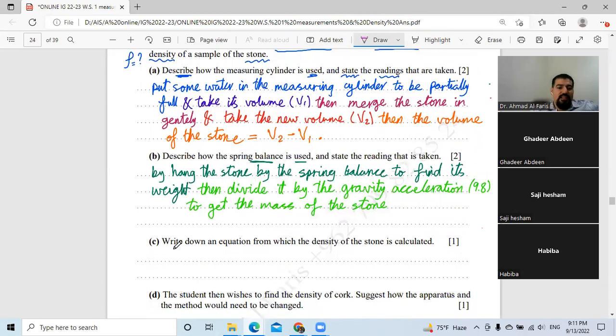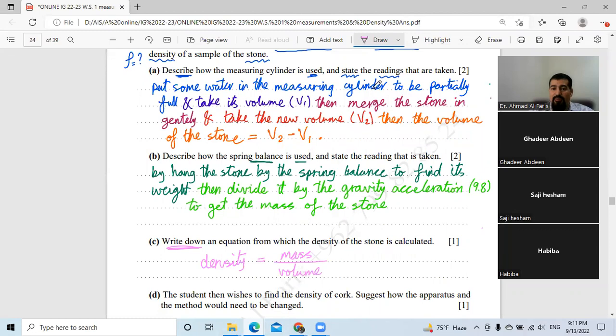C. Write down an equation from which the density of the stone can be calculated. Now if they ask us to write the equation, we cannot write it in symbols. We have to write it in words, unless they ask for symbols. In part B again, the spring balance measures the weight, not the mass. And we need to find the density, which equals the mass of the stone over the volume.